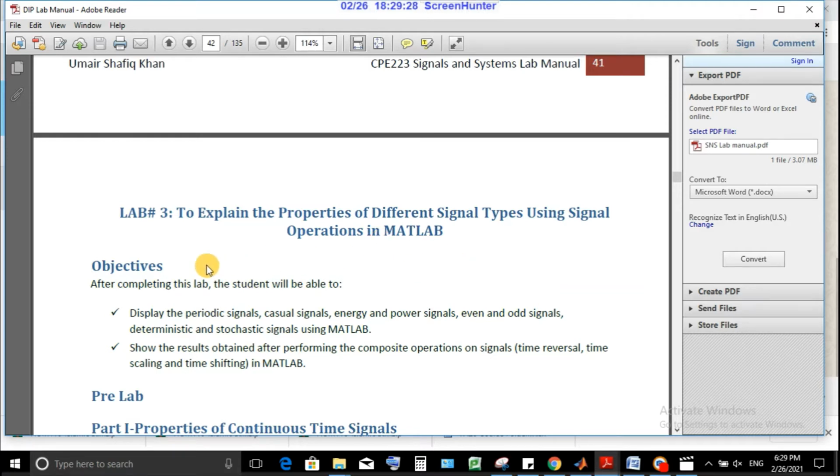As far as objectives are concerned, display the periodic signal, causal signal, energy and power signals, even and odd signals, deterministic and stochastic signals using MATLAB. Show the results obtained after performing the composite operations on signals: time reversal, time scaling and time shifting in MATLAB.